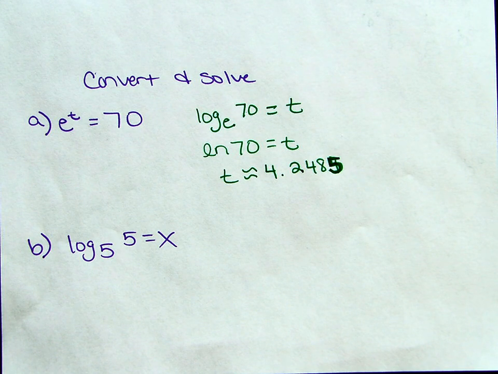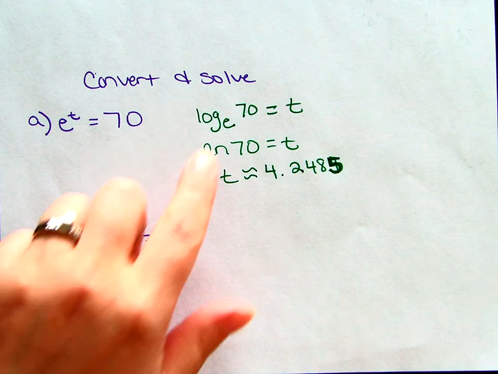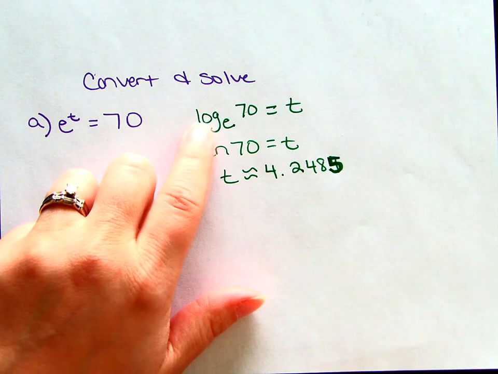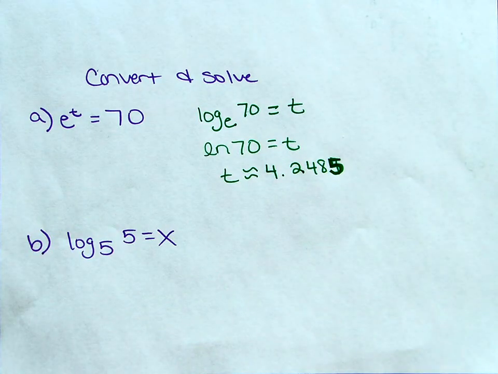So if they give you an exponential and they tell you to convert and solve, then you have to convert it into your logarithm. And then either you're going to have log base e or log base 10, which tells you a natural or a common log, and you can just type it in. Or you'll have to use your change of base in order to compute out what that variable is. If they give you a logarithm, then you're going to convert it over to your exponential and solve. So log base 5 of 5 equals x. What does that look like in exponential form?